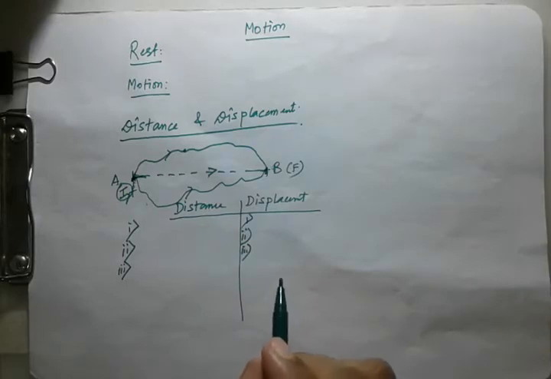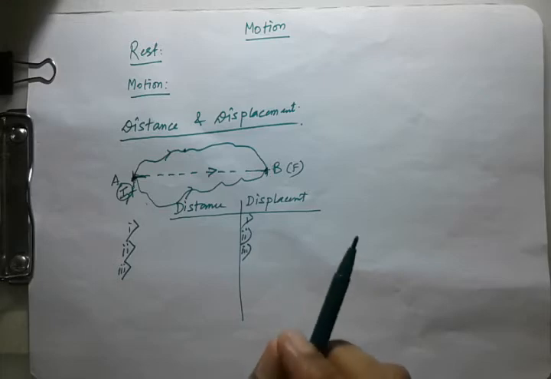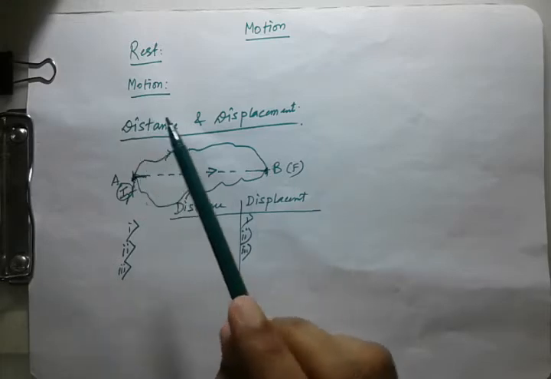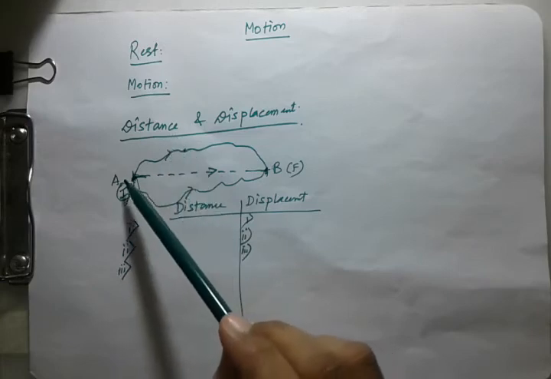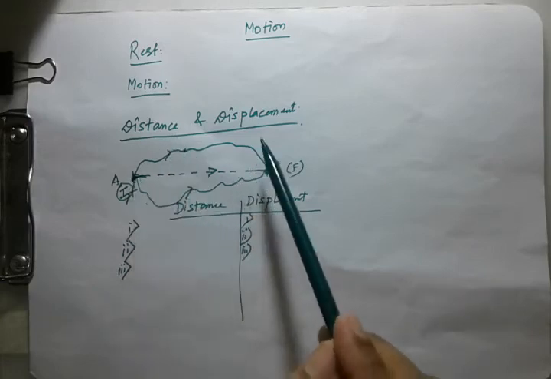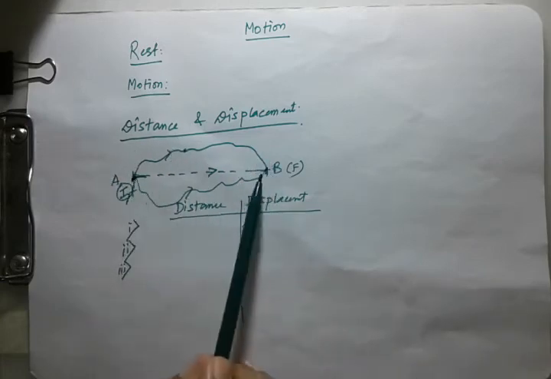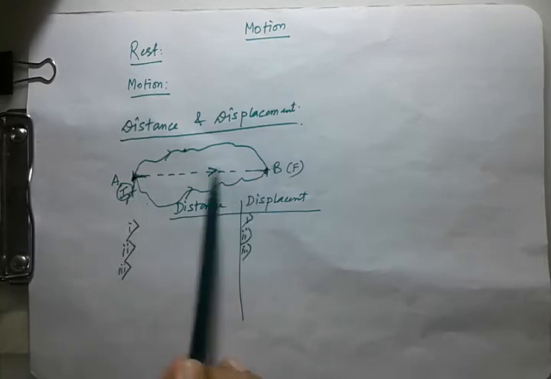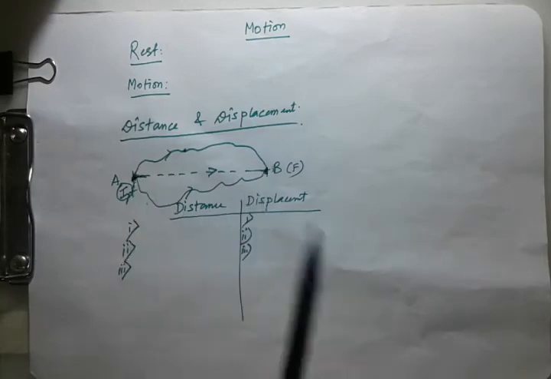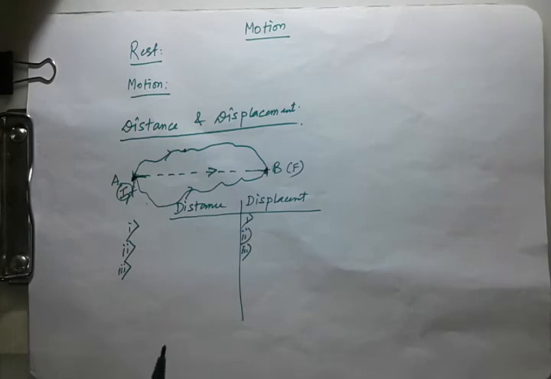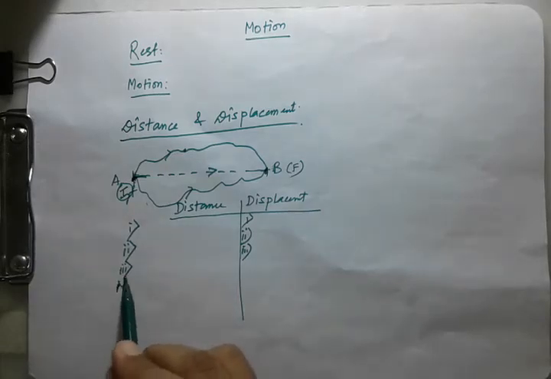The fourth point is, the magnitude of distance can never be less than that of displacement. The magnitude of the distance can be equal to displacement, but can never be less, because displacement is the shortest distance. Less than that it is not possible. So that is why it is said that the magnitude of distance can never be less than that of the displacement.